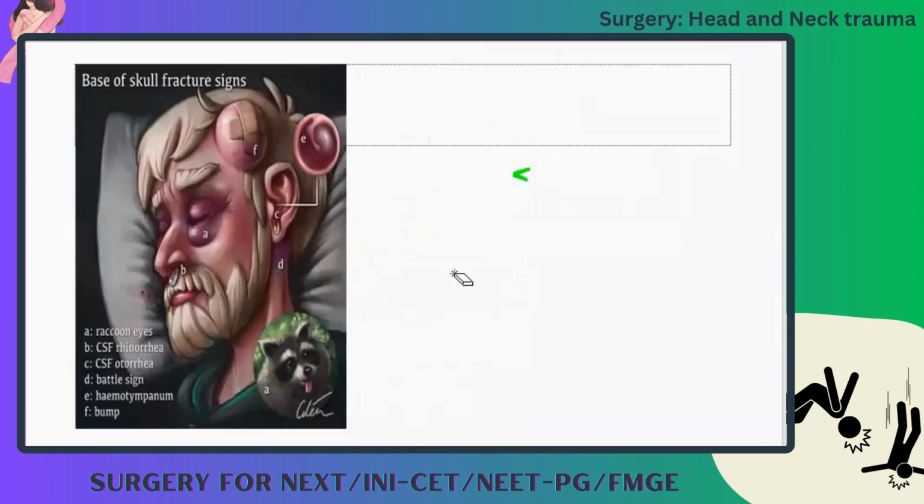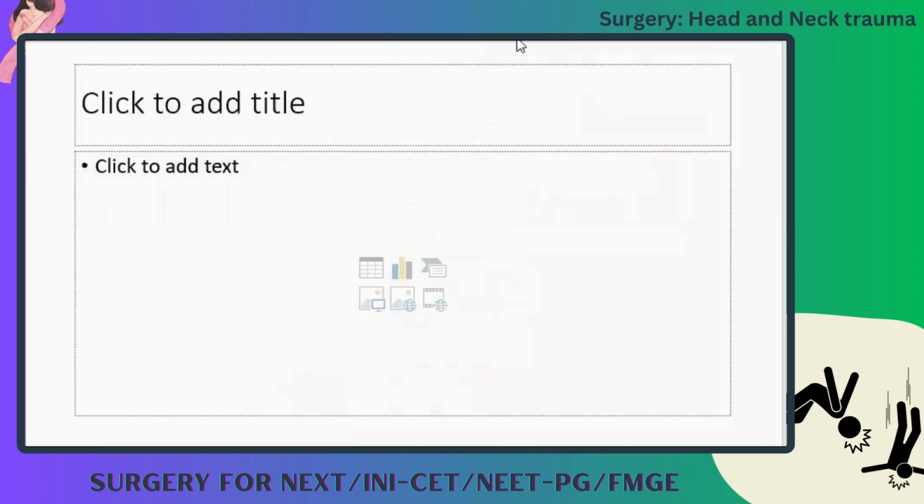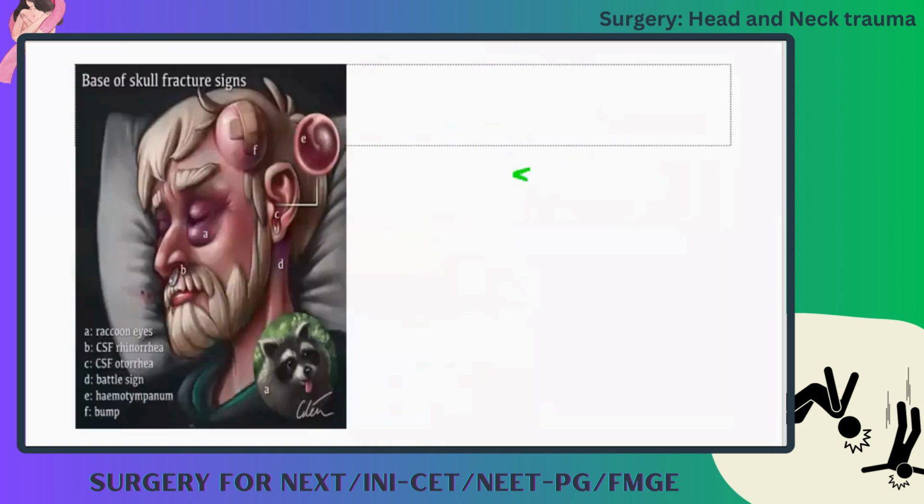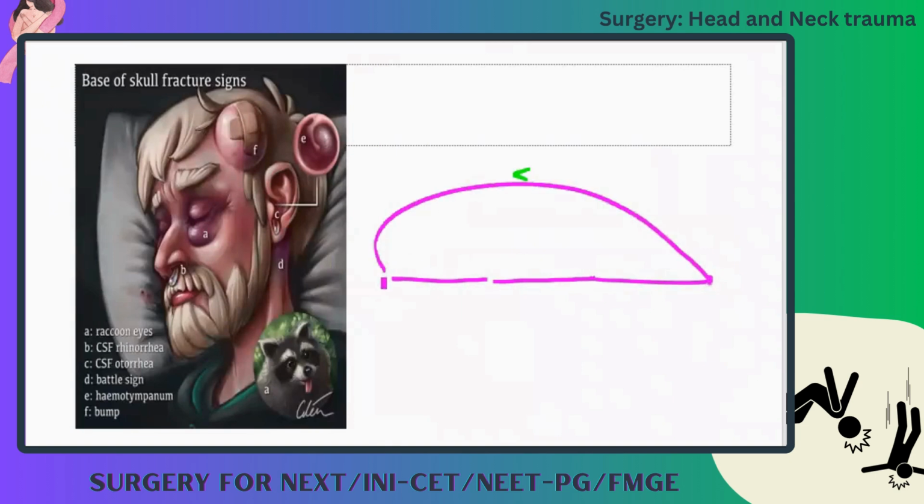This is a diagram which shows the base of the skull fracture. What will happen if the base of the skull is fractured? This is the skull, and this is the base of the skull: anterior, middle, and posterior. If the base of the skull is injured, there will be CSF leakage. If the anterior cranial fossa is injured, the patient will have CSF rhinorrhea.